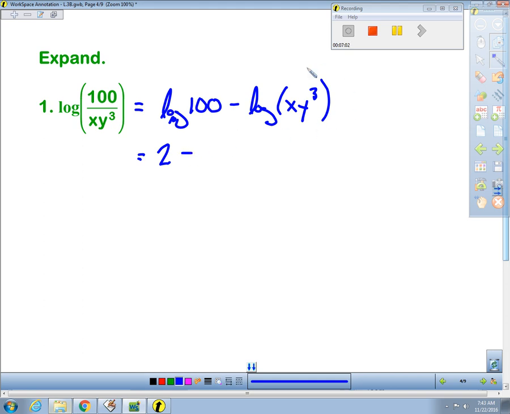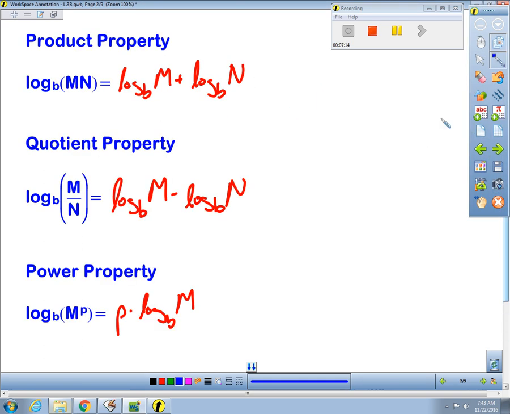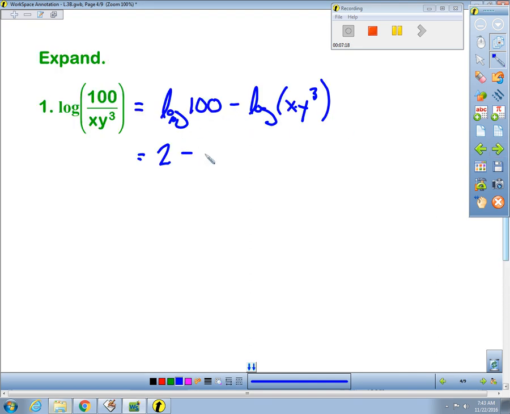Now we're not done, because I can look back here, and what do I notice? I notice that I have a product, that this is x times y cubed. If I have a product inside a logarithm, I can split it to the sum of logarithms. This is the log of x plus the log of y cubed. I split that product into the sum of the separate logarithms. Now, I do have a mistake right now. The way I wrote this is incorrect. Okay, take a second to see if you can figure out why.